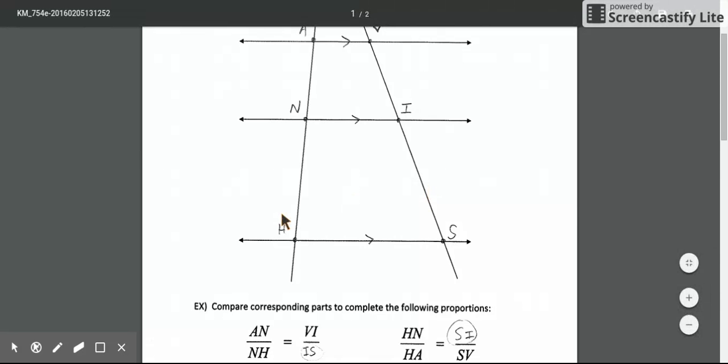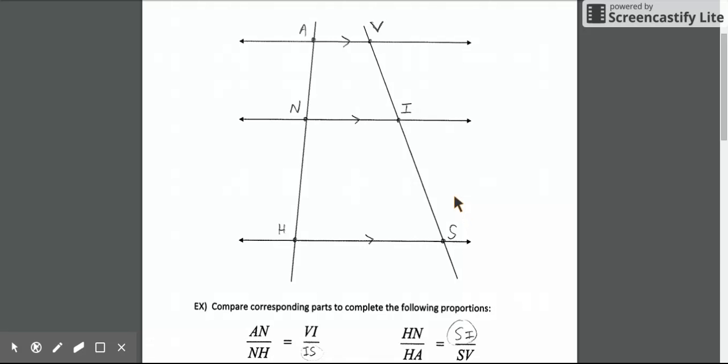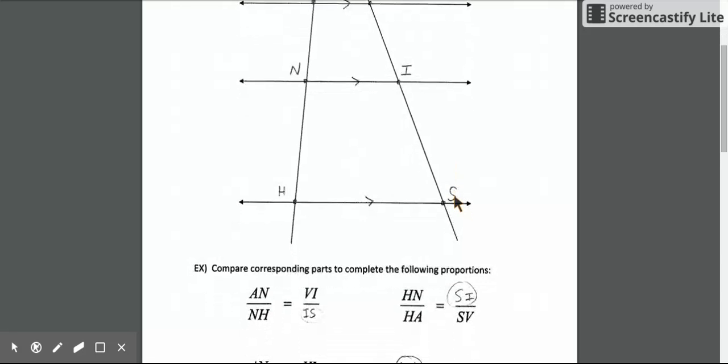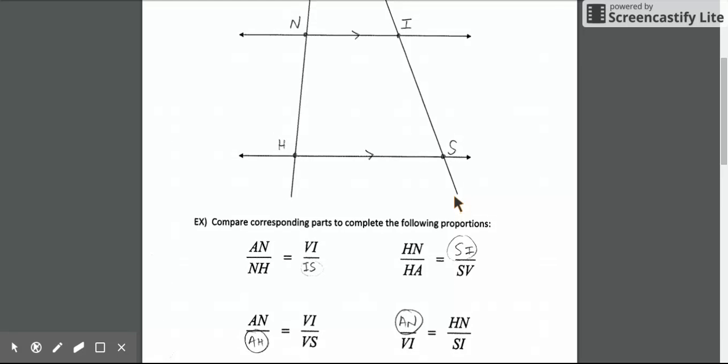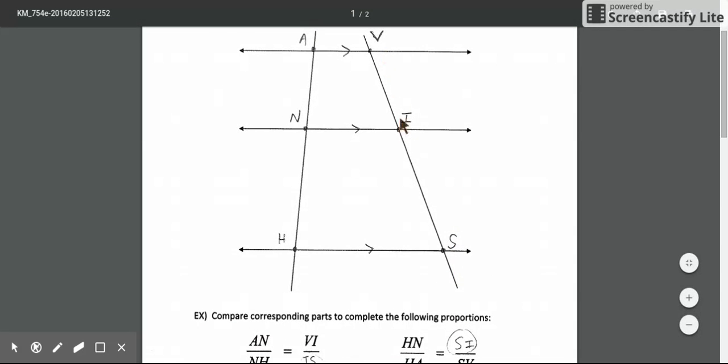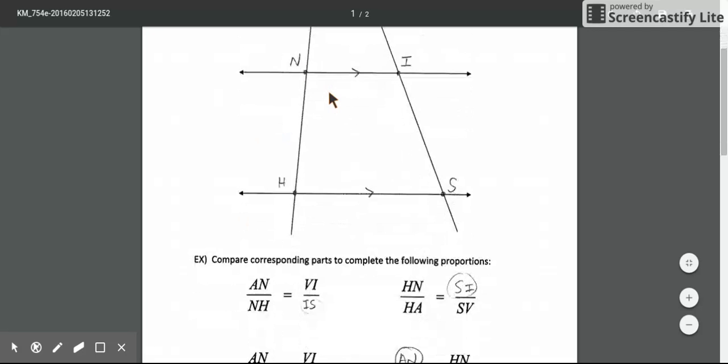Another comparison we can do, comparing a piece to a total. So I could have HN compared to HA, so the bottom left piece compared to the entire left side. Well, that would correspond with the bottom right side compared to the entire right side. So IS to SV, or SI to VS. Another comparison we can do, similar to that last one, VI to VS. So if I compare the top right side to the entire right side, that would correspond with the top left side compared to the entire left side. So AN to AH.